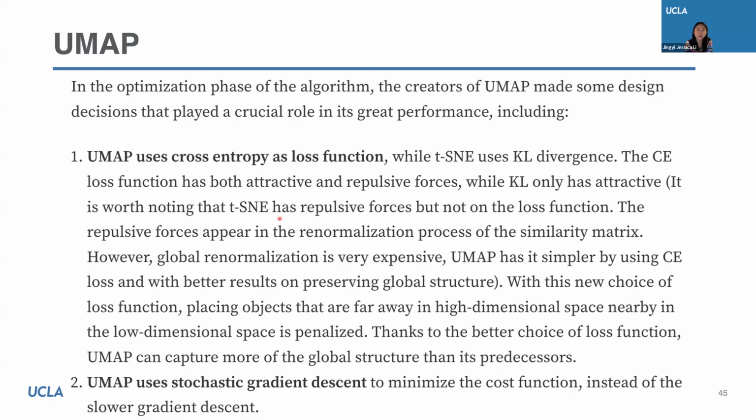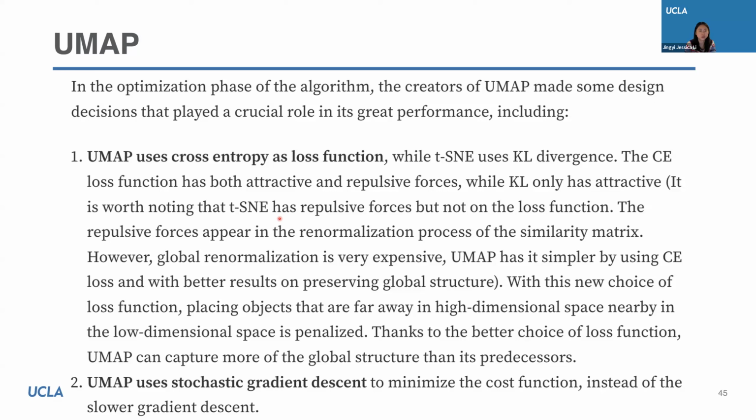In the optimization phase of the UMAP algorithm, the creators made some design decisions that played a crucial role in its great performance. Most importantly, KL divergence is changed to something called cross entropy as a loss function. While t-SNE uses KL divergence, the cross entropy loss function has both attractive and repulsive forces, while KL only has attractive. It is worth noting that t-SNE has repulsive forces, but not in the loss function. The repulsive forces appear in the renormalization process of the similarity matrix. However, global renormalization is very expensive. UMAP makes it simpler by using cross entropy loss, with better results on preserving global structure.